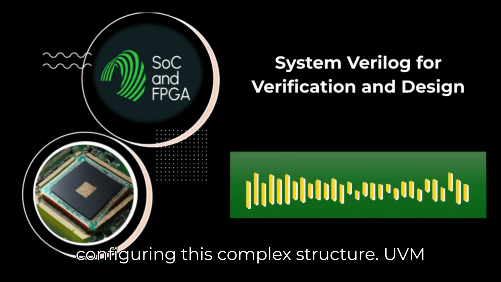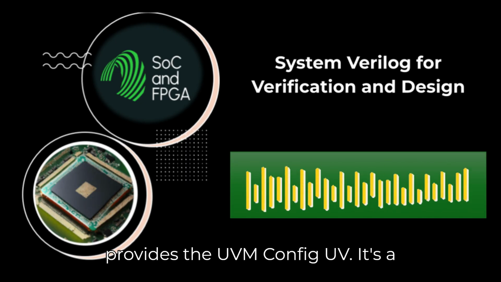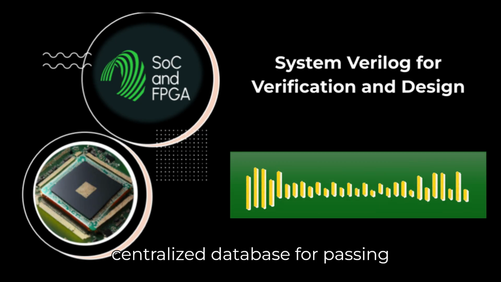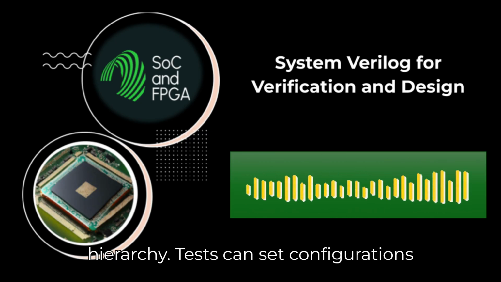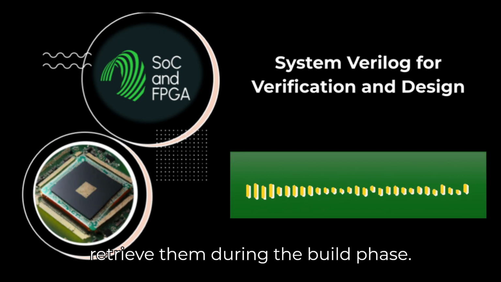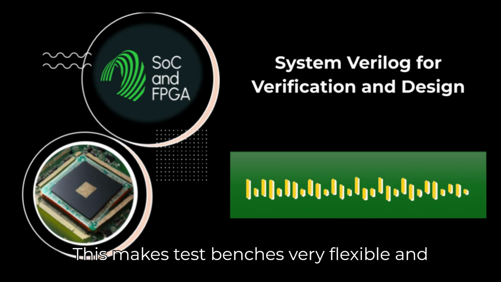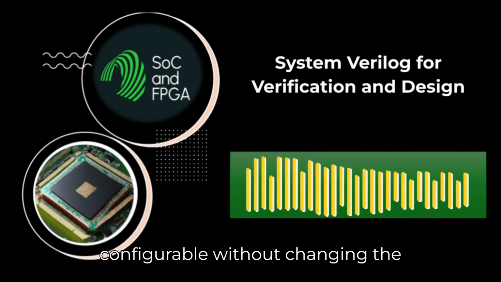And configuring this complex structure, UVM provides the UVM config. It's a centralized database for passing configuration information down the hierarchy. Tests can set configurations in the database, and components can retrieve them during the build phase. This makes test benches very flexible and configurable without changing the component code itself.